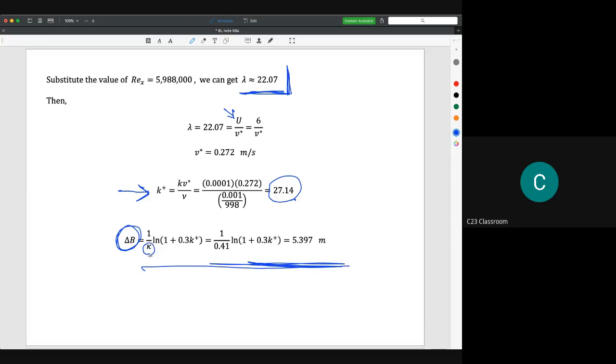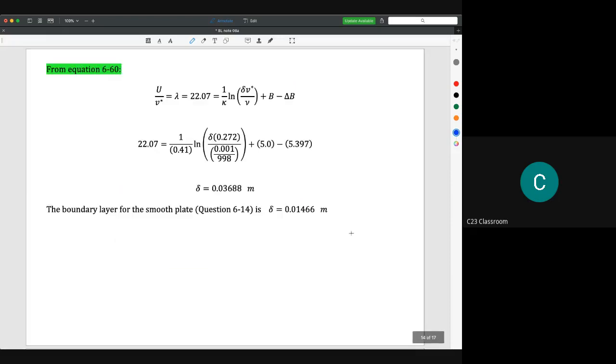So we could substitute this one. The value of kappa here is fixed at 0.41. And then we could substitute everything. The k plus here is 27.14, and then you get 5.397. I'm sorry, this should be millimeters. It should be 5.3 meters, so it's okay, because all the values are in meters. So this is 5.397 meters. And then all these parameters actually need to be calculated for this one.